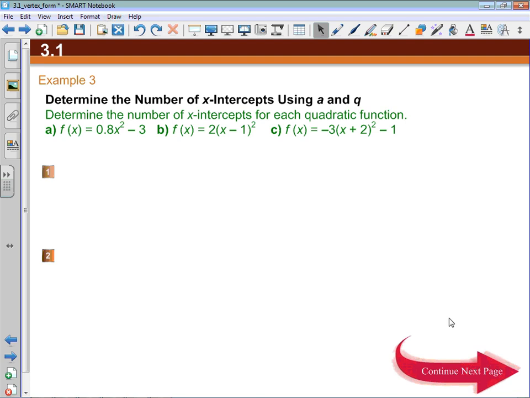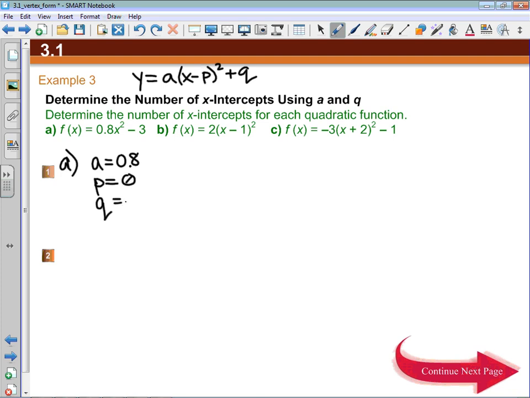So what we're going to do here is I'm going to write vertex form again. You'll probably have that memorized before today is out. So y equals a times x minus p squared plus q. And then all we're going to do is identify the parameters for each question. So in part A, the A parameter is 0.8, the P parameter is 0, there's nothing being added or subtracted to the x, and the Q parameter is -3.